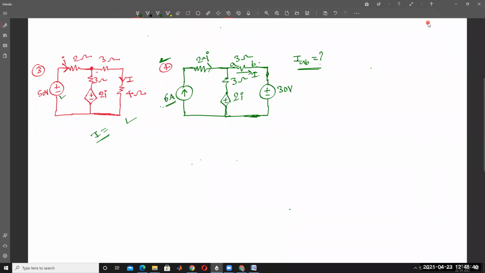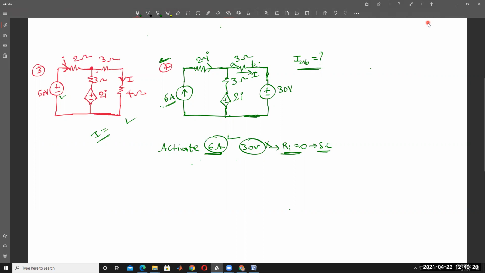So for this fourth problem, first activate the current source, the 6 amps current source, and deactivate the 30 volt source. Activate only the current source. Then the circuit will become like this. So what is the internal resistance of the voltage source? 0 now. So that's why it is short circuited. The terminal is short circuit.